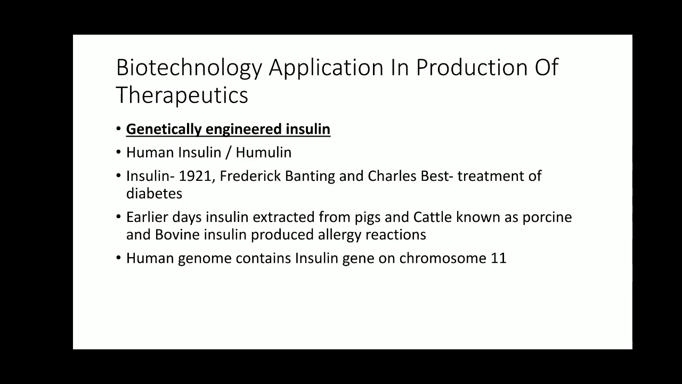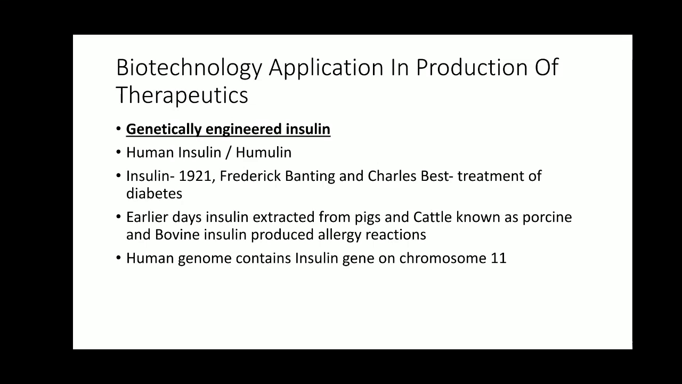In our human body also, this insulin hormone is secreted. It is secreted by the beta cells of the pancreas, that is the islets of Langerhans, which regulate the blood glucose level. Whenever there is an increase in the glucose level, in order to monitor it and bring it to the normal glucose level, insulin is produced by the beta cells of the pancreas.